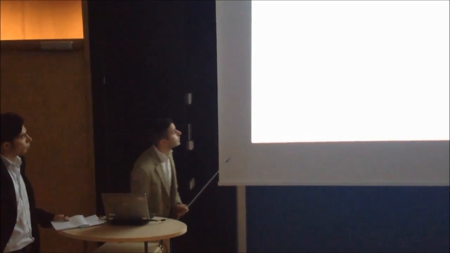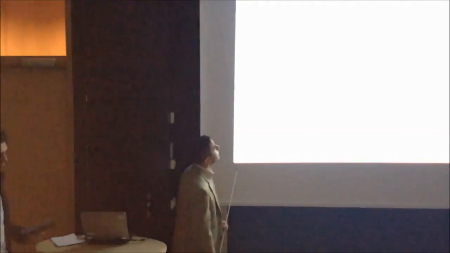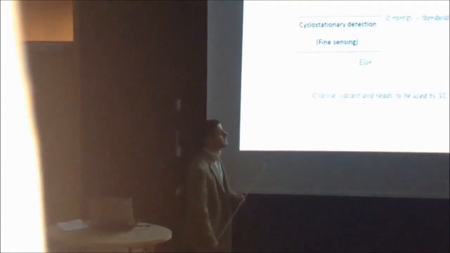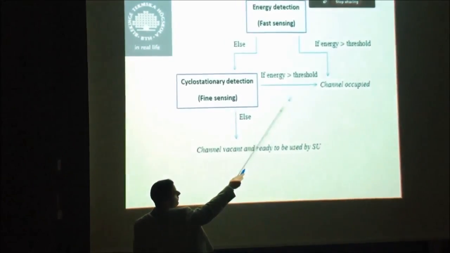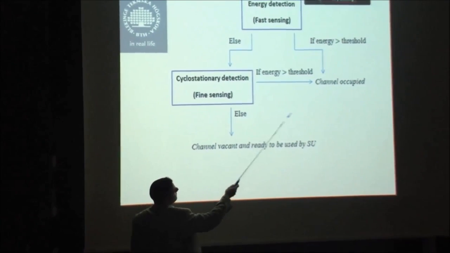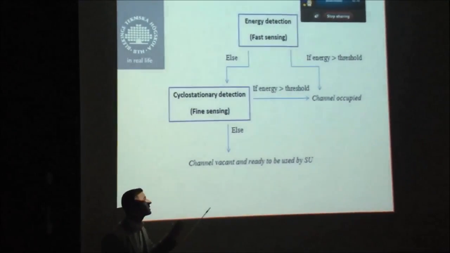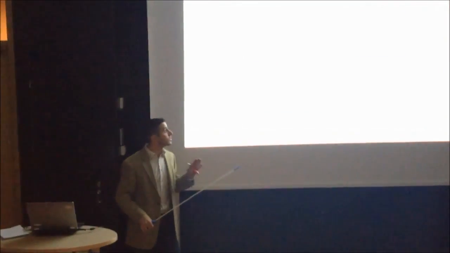In this flow chart we are showing how the sensing happens. For example, if we have fast sensing at the beginning, we will have some alarm, and sometimes this alarm can be false. If the energy is greater than the threshold, it means that the channel is occupied, so the secondary user will not be able to use the spectrum.